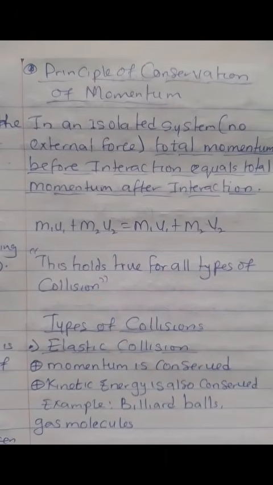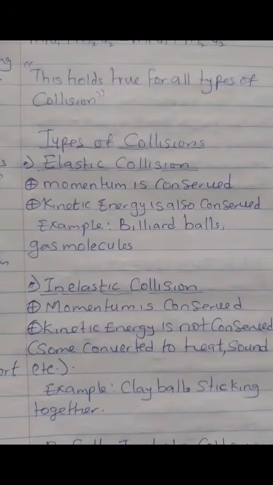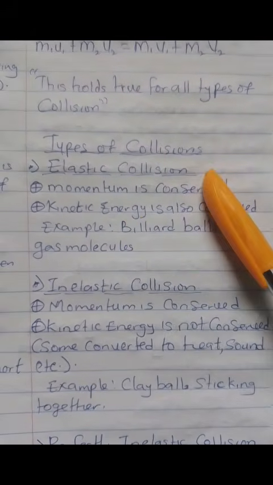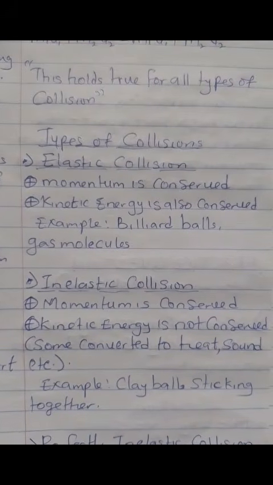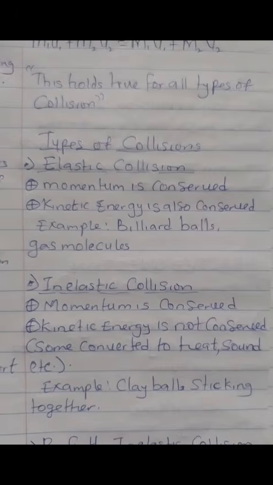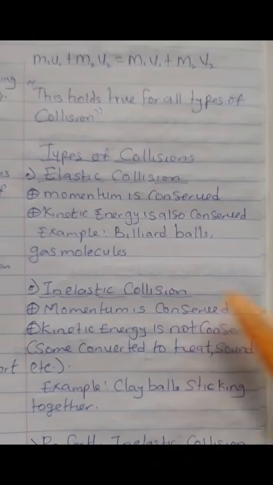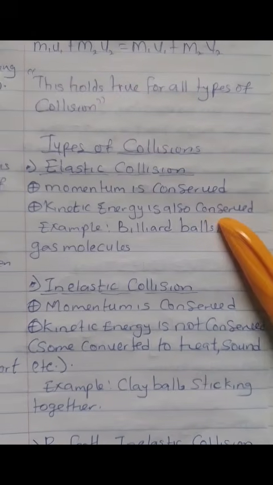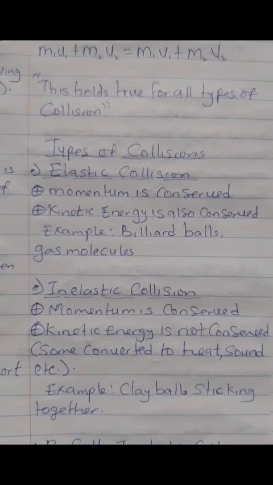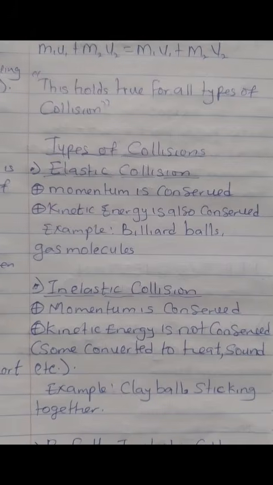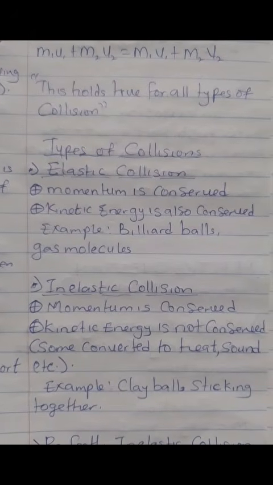Now let's look at some types of collision that we have. One, we have elastic collision. In elastic collision, the momentum is conserved. These are the ways to identify whether this is an elastic collision or not. One, the momentum will be conserved. Two, the kinetic energy is also conserved. Example, you have a billiard ball, or another example, a gas molecule. In a gas, the collision happening between the molecules is an elastic collision.